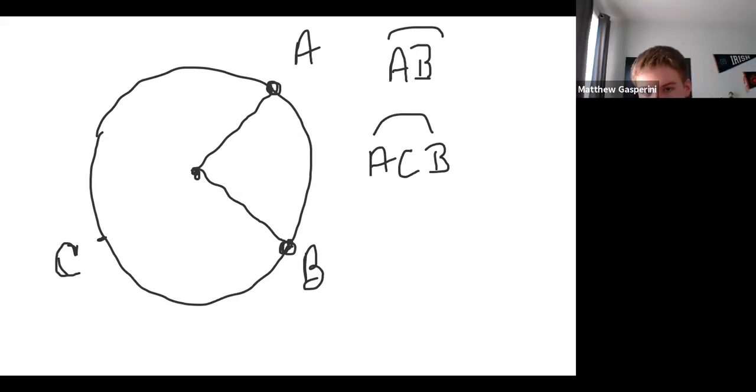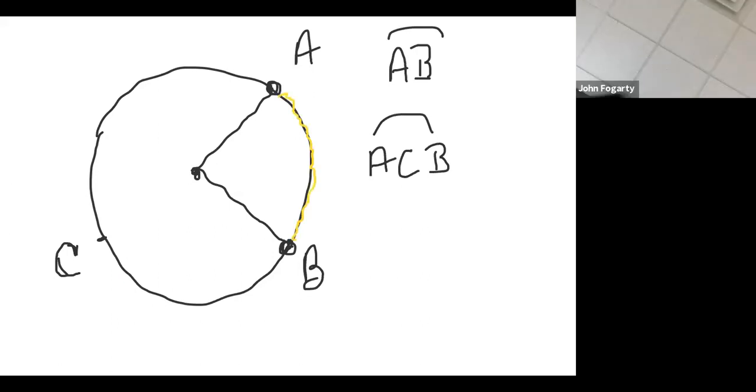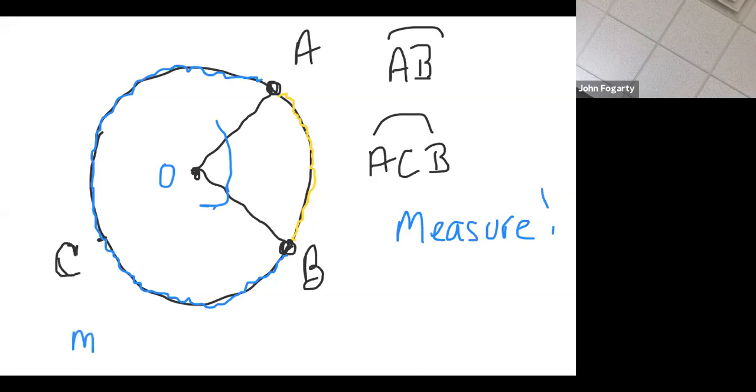AB. Well, this is the minor arc, right? And the other one, A to B through C, would be the major arc. Now, we can find the measure of arcs, okay? And the way you do that is by using what you know about the measure of this central angle.